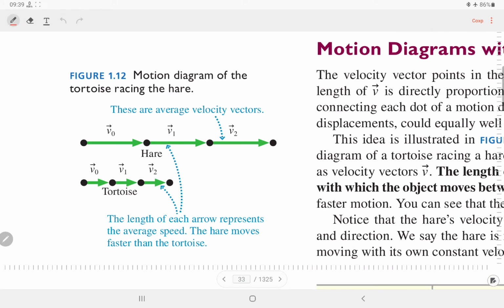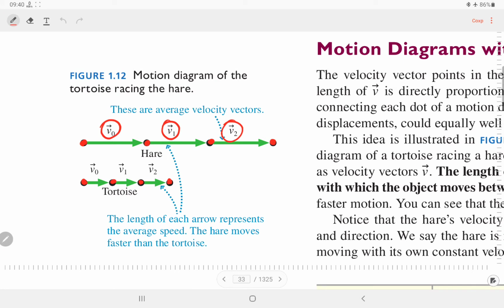What we can see: points, the initial point, 0 point, first point, second point, third point, for example. And we can see green arrows. These green arrows, in this problem, explain velocity. You see, this is a velocity. V0, V1, V2. And we have a second diagram, which also shows velocity in terms of green arrows.